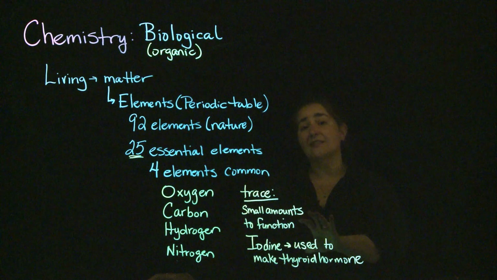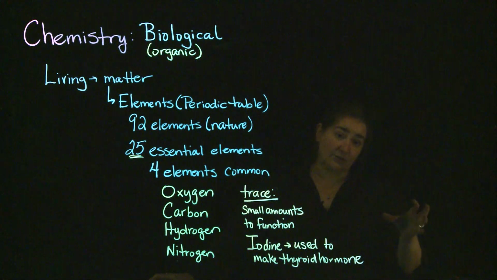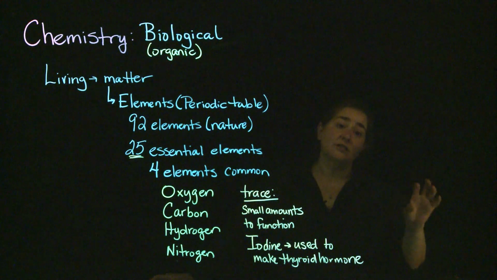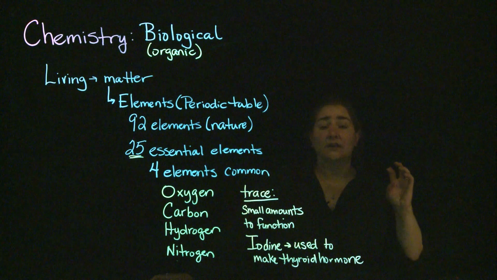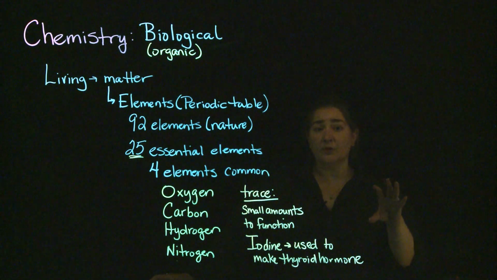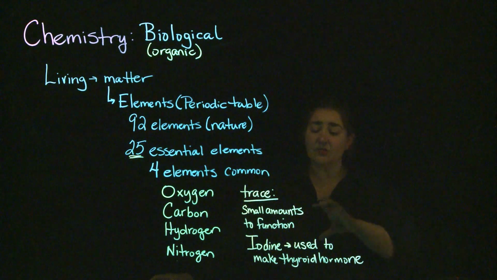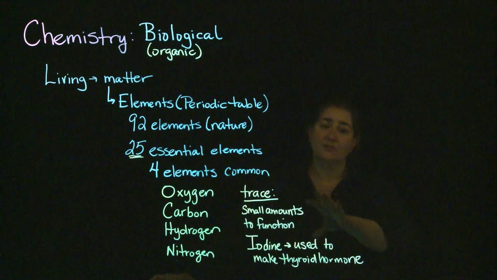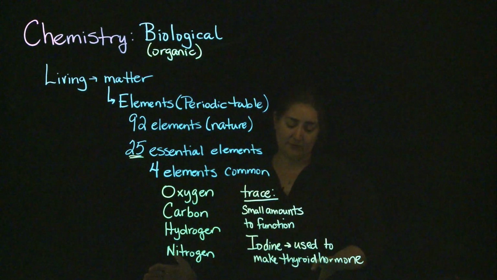Okay, another example of a trace element that you need is going to be iron. Iron is associated with red blood cells. That iron incorporates with hemoglobin to help transport oxygen. Okay, so those are just a couple examples I have of trace elements. What it means is we need very small amounts of it in order for our body to function normally.